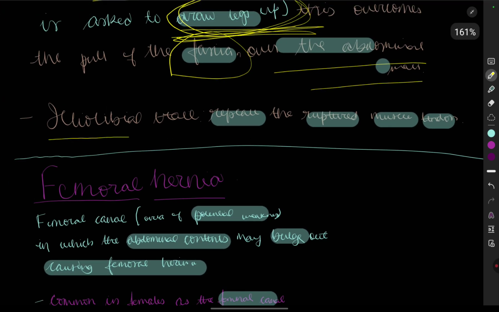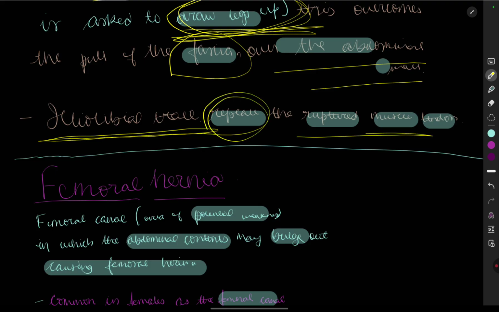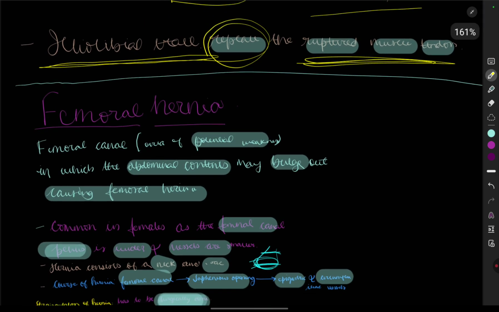And iliotibial tract. The iliotibial tract can replace the ruptured muscle tendons. This is a surgical procedure that is seen.